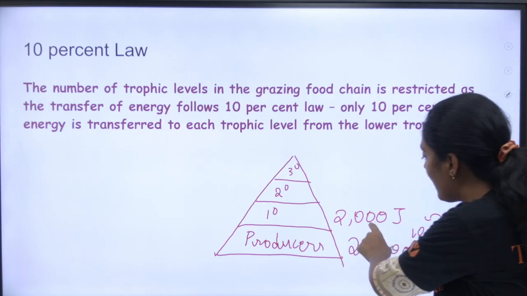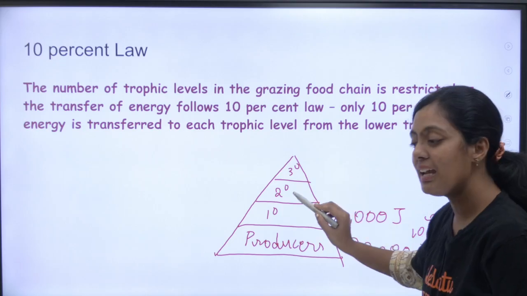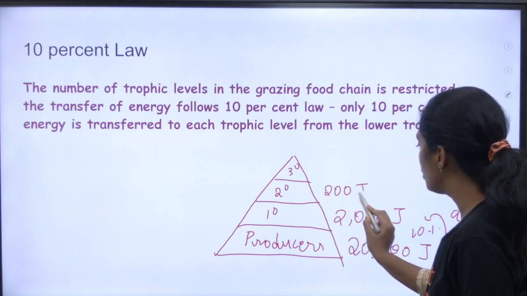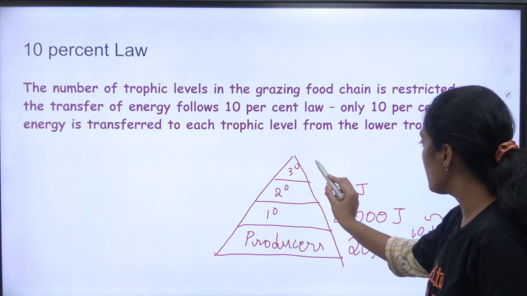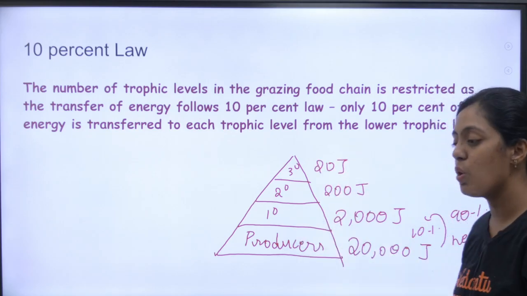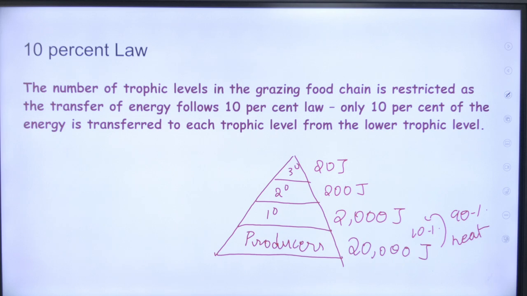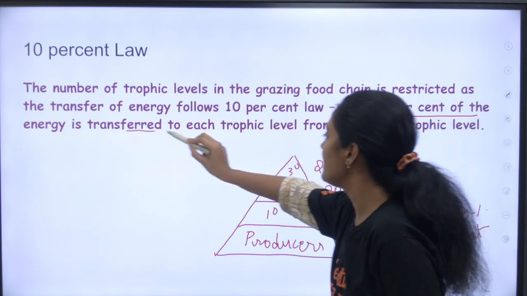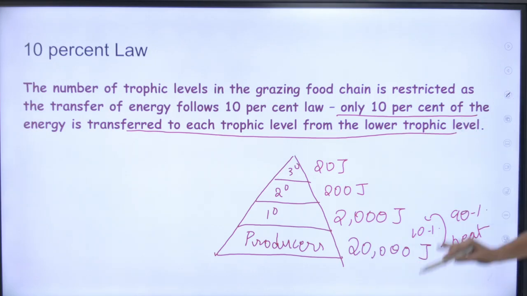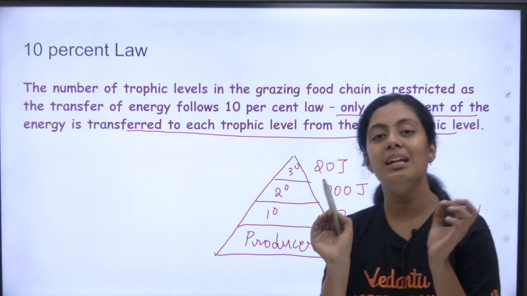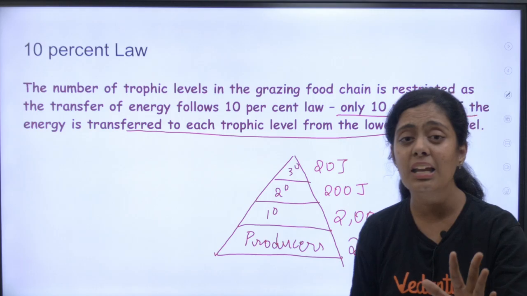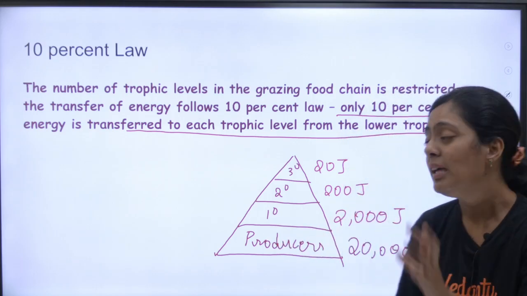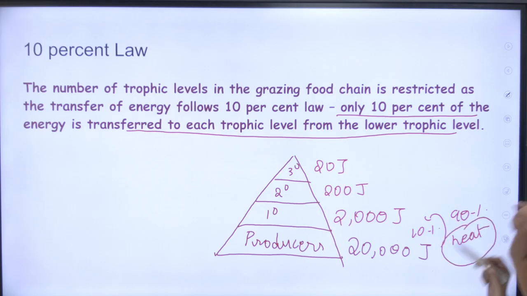Okay, if you get 2,000, then the secondary consumer receives only 10% of 2,000, which is 200 joules. Then I have my tertiary consumer, which will just receive 20 joules. Okay, so this is what we call the 10% law. Only 10% of the energy is transferred to each trophic level from the lower trophic level. இதுதான் நம்ம 10% law ன்னு சொல்றோம். முக்கியமா நீங்க ஞாபகம் வச்சிருக்க வேண்டியது, அந்த மிச்ச 90% எனர்ஜிக்கு என்ன ஆகுது மேம்? It is lost in the form of heat, pasangla.